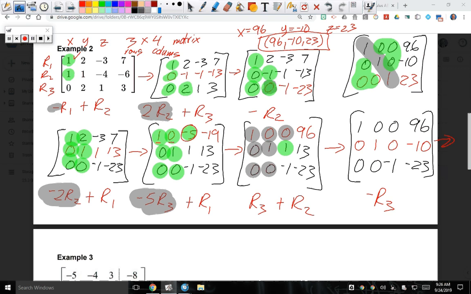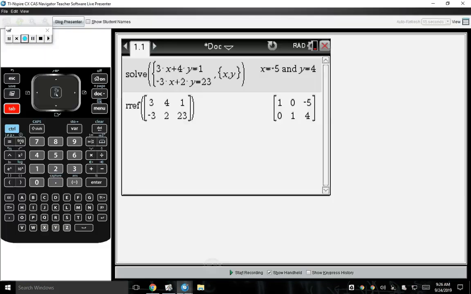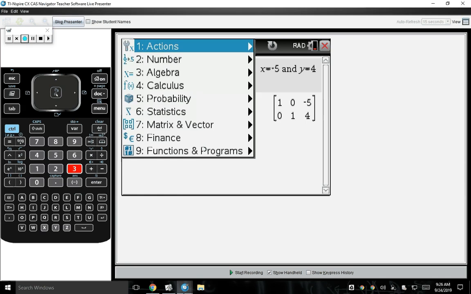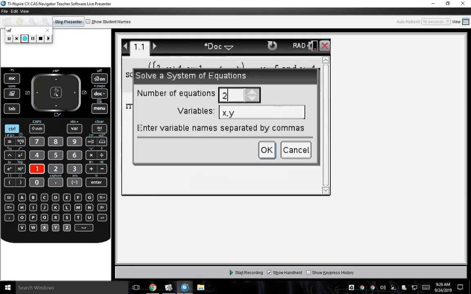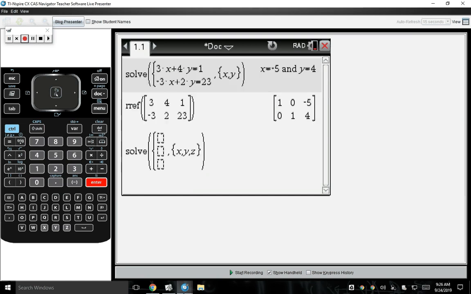Okay? Now, follow me with the calculator. To check it, because you don't want to do all this work and not know the answer, we'll press menu 3, 7, 1. I'm going to change this to a 3. And you don't even have to go down there and put z. It will do it automatically. Just change this to 3 equations and it pops up.